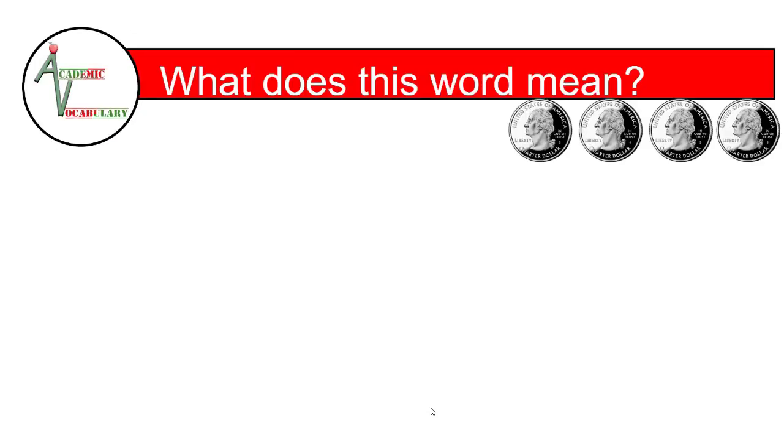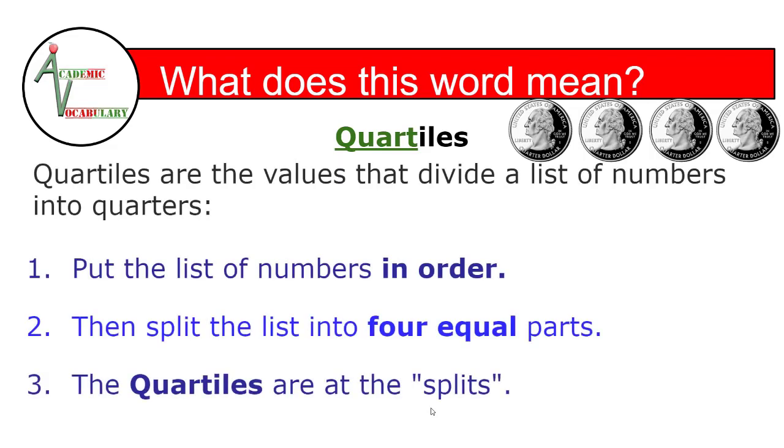Here's a new word, quartiles. What does that mean? What does it sound like? We take that first part, quart, 1/4. Quartiles are the values that divide a list of numbers into quarters, so we'll have 4 parts. The first thing we always want to do is put the numbers in order. Then we will split into 4 equal parts. They are called quartiles at the splits.